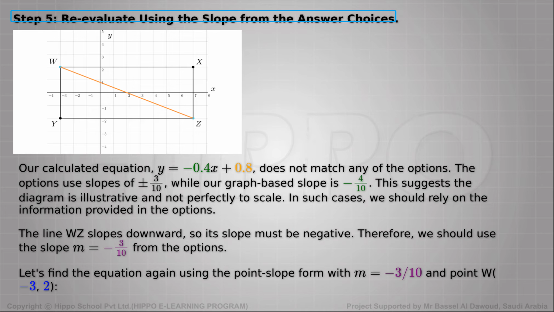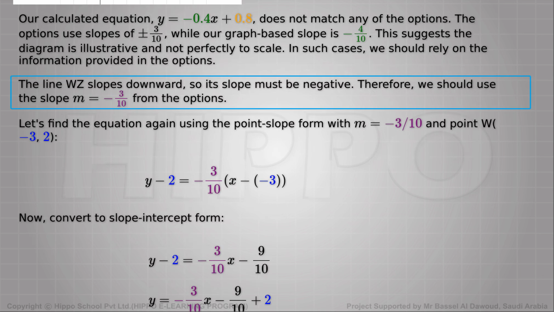This is a very common scenario on the SAT. It means the diagram is not drawn perfectly to scale. When this happens, we should trust the numerical information in the answer choices over a slope derived from reading a diagram. Since the line clearly goes down from left to right, we know its slope must be negative. That means we should use the slope m equals -3/10 provided in the options. Let's redo our calculation with this slope, still using our reliable point W, -3, 2.